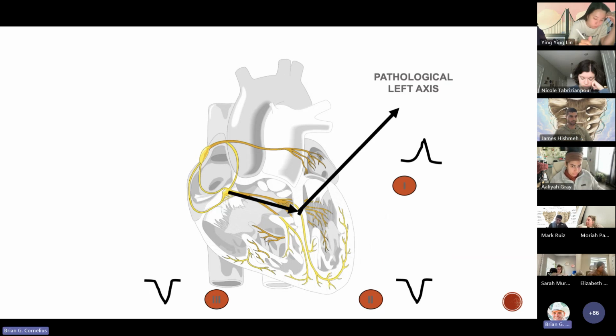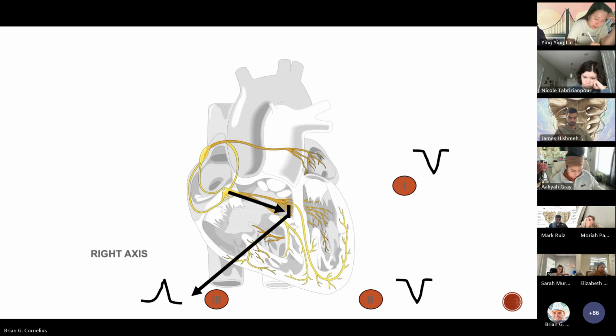If I have a patient that has some sort of left axis deviation, I'm not going to continue all the way down through the ventricles. What's going to happen is I'm moving away from lead 2 and lead 3, but I am continuing towards lead 1. So I have an upright lead 1 and a negative lead 2 and lead 3. Right axis is going to be the opposite. So I continue partially down through the ventricles, and then I deviate towards lead 3, but I'm moving away from lead 1 and lead 2 at that point.